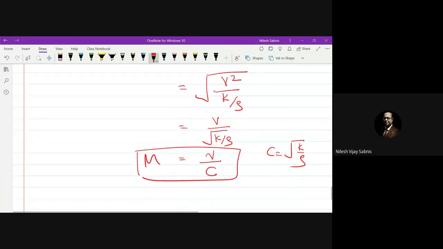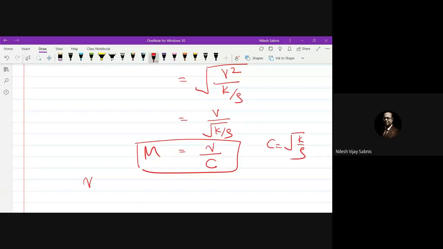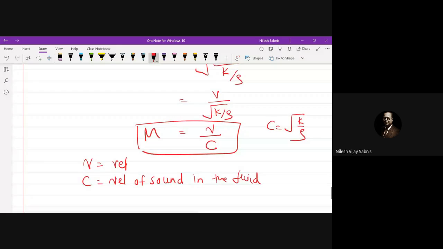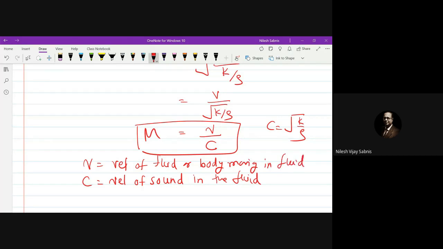where V is velocity and C is known as the velocity of sound in the fluid in which we are considering. So Mach number is nothing but a ratio of velocity of fluid or body moving in the fluid, to the velocity of sound. So it is nothing but Mach number.